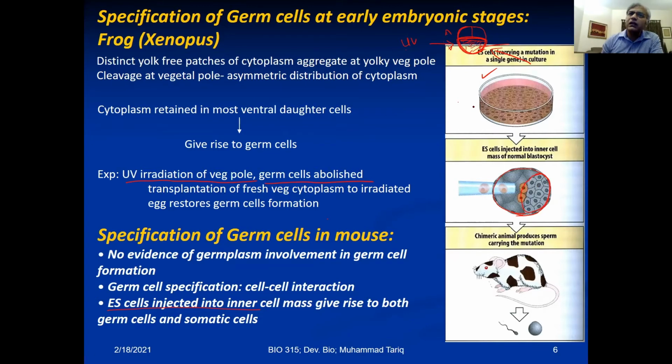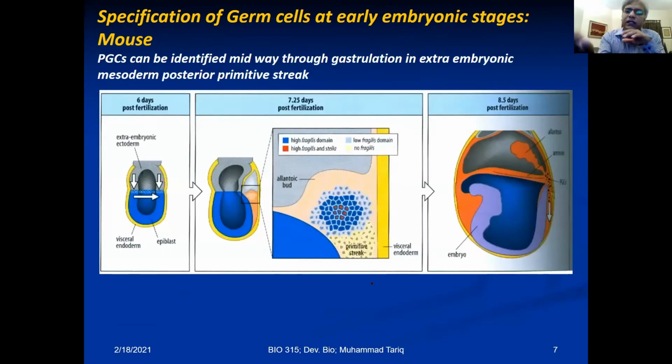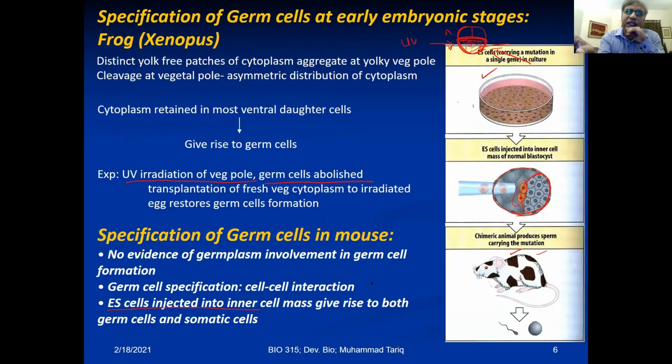If you transplant embryonic stem cells of a different genotype, what we see is these cells contribute to not only the somatic cells, but they can also contribute to germ cells. It means there's no evidence that you have very specialized germ plasm, exposure to which will decide the fate of the future germ cells. However, if there's no such germ plasm, then how are germ cells in case of mouse specified?